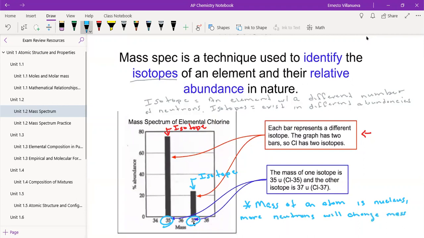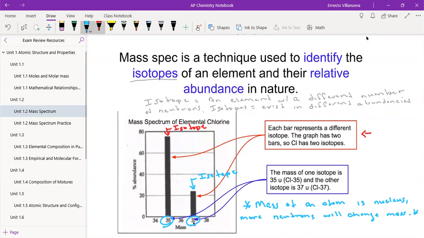Now, most of the mass is in the nucleus, but we can only change neutrons. If you change protons, then you're changing the element completely. Remember, an element changes from one element to another by the addition of another proton. So if I change the number of protons, I'm no longer chlorine. If I add another proton, then I become argon. So just remember that an isotope is the same element, same number of protons, but a difference in the number of neutrons, and that difference is going to affect the overall mass.